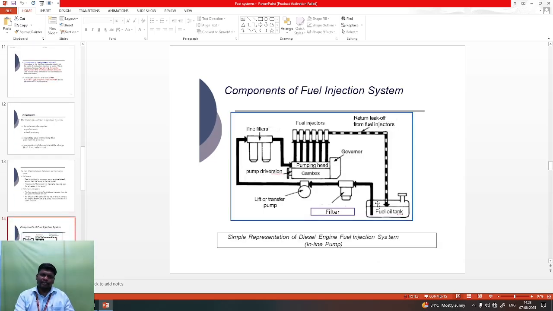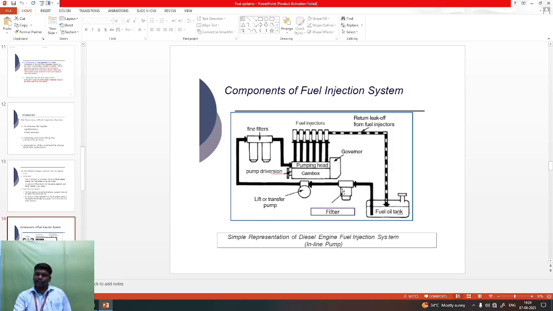So let us see the components of the fuel injection system. First of all, at the right corner is the fuel oil tank. Here we store the fuel for supply. From the fuel oil tank, it goes to the filter. The filter is used to remove unwanted particles from the fuel, like dust and corrosion.